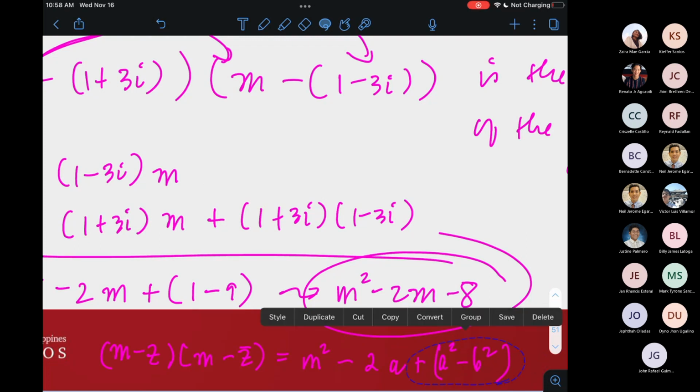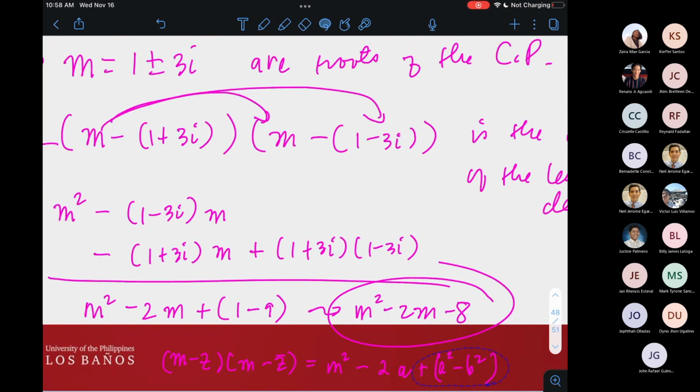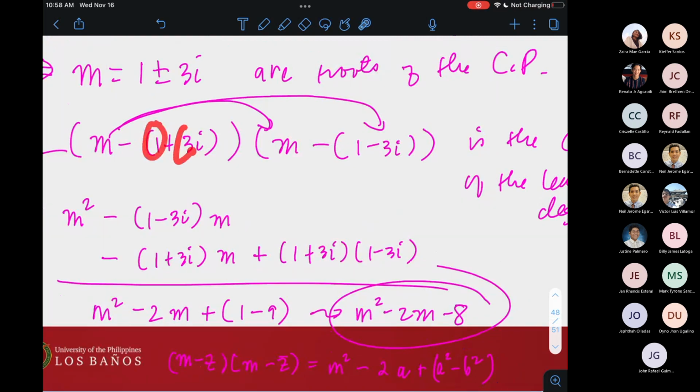Ito yung formula para dun sa product ng complex conjugate. Sa product ng m minus complex conjugates. So pag meron kang m minus z times m minus the complex conjugate, siya ay m squared minus 2a plus a squared minus b squared. Okay? So remember, in our example here, a is 1, b is 3. So m squared minus 2 times a. So magkakaroon ng minus 2m, nawala yung m. Tapos yung constant ay a squared minus b squared.